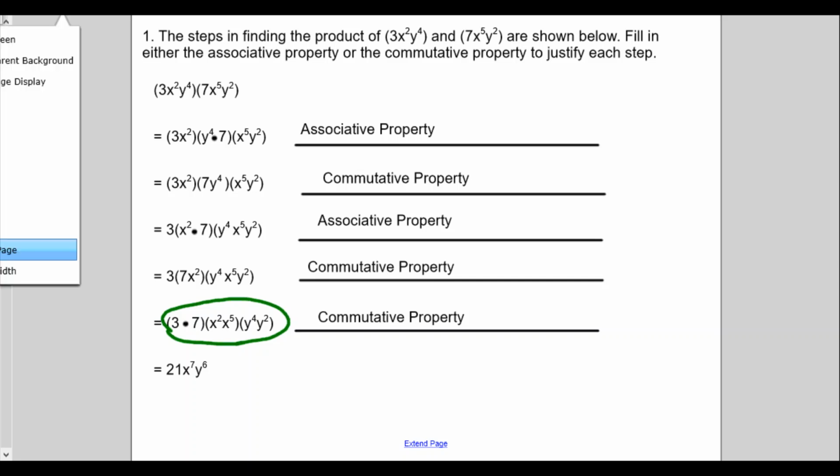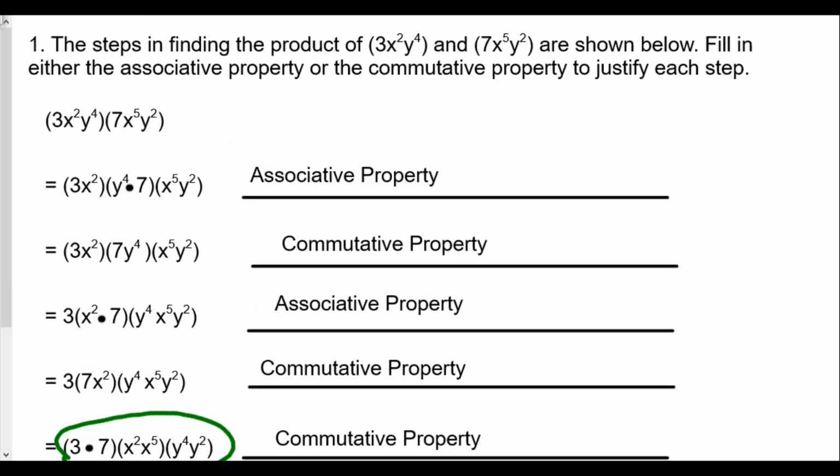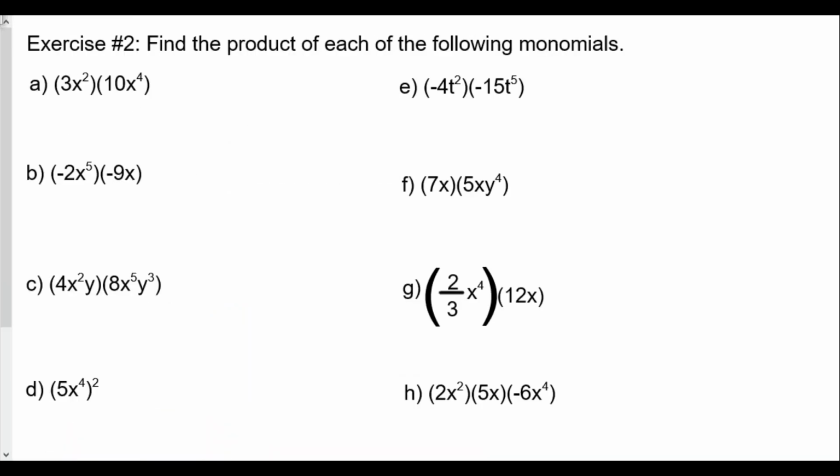Okay, all right, ladies and gentlemen, let's move on to the second question. Here, we want to find the product of the following monomials. So what we want to do, like I said before, is group the numbers together and the letters together, because of the whole idea of commutative property and associative property. So we have 3 times 10 and x squared times x to the fourth. Well, 3 times 10 is definitely going to be 30. And x to the fourth times x squared, that will be x to the sixth power.